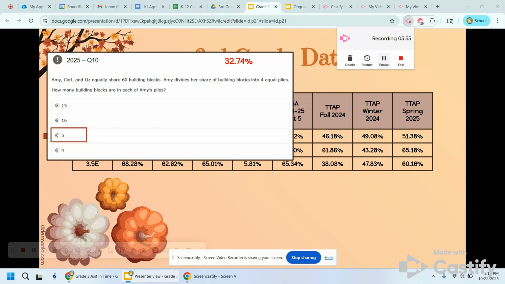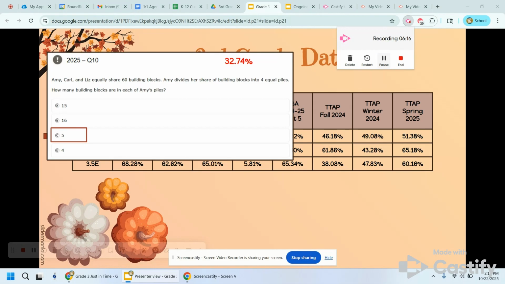Let's see what happened. There were 2 questions in 2025 that were on that standard. This is the first one. Amy, Carl, and Liz equally shared 60 building blocks. Amy divides her share of the building blocks into 4 equal piles. How many building blocks are in each of Amy's piles?